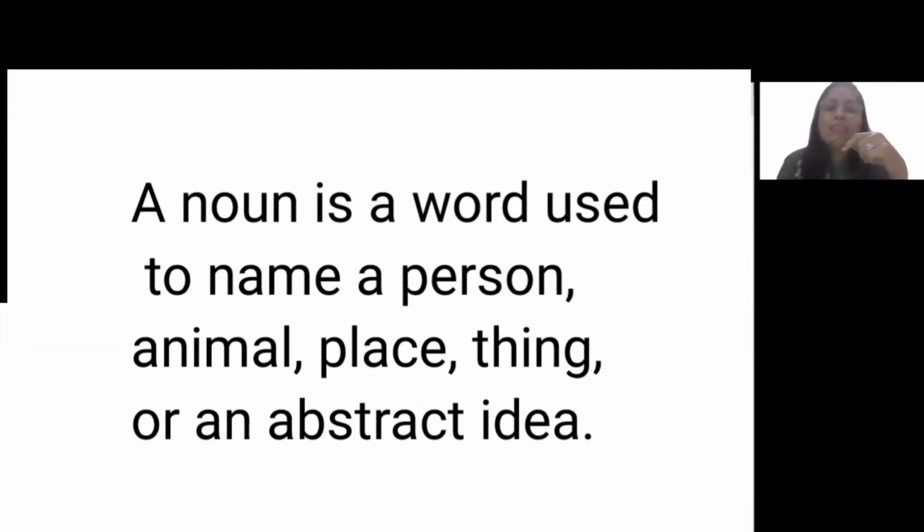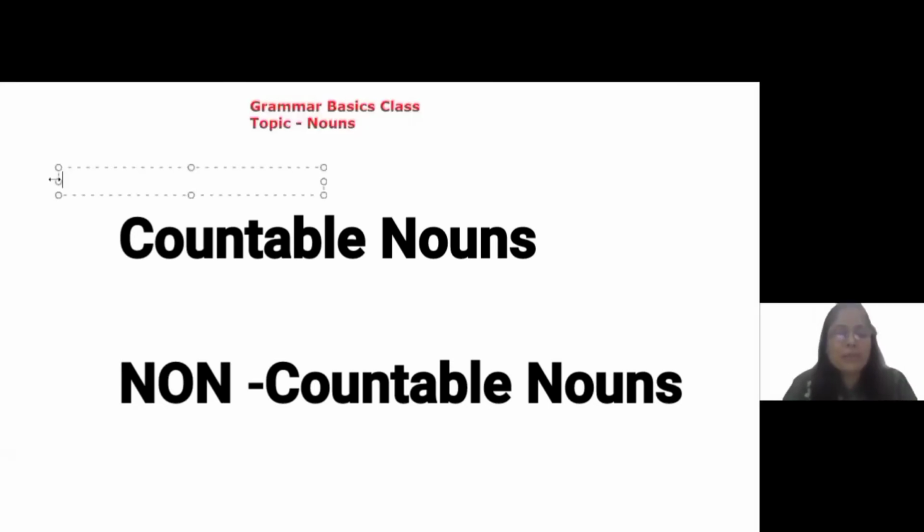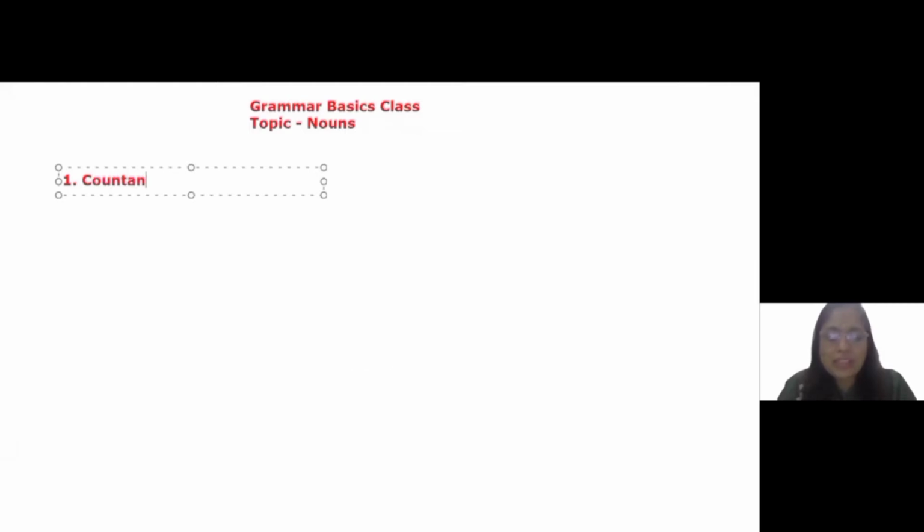You know, I have divided all the nouns into two categories. This makes it really very easy to understand nouns. And these two categories are countable and non-countable nouns. For example, can you count pencils? So, countable nouns are those things that you can count.